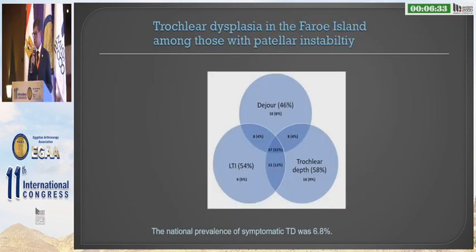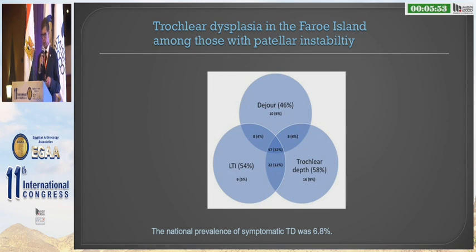We have just conducted a study on the Faroe Islands. The Faroe Islands are a small island group with 34,000 inhabitants, a very isolated and genetically isolated population, and they have church books going several hundred years back and DNA mapping. So now we are trying to find out if trochlear dysplasia is a genetic or hereditary condition related to the DNA. We looked at 100 patients with patellar instability, and patellar instability is very common in the Faroe Islands.